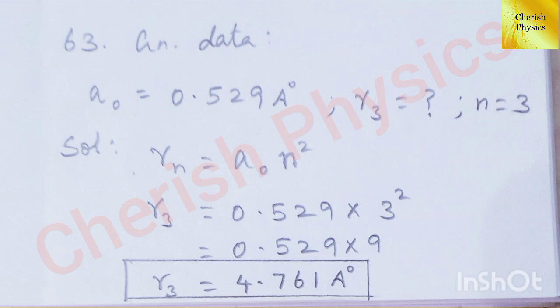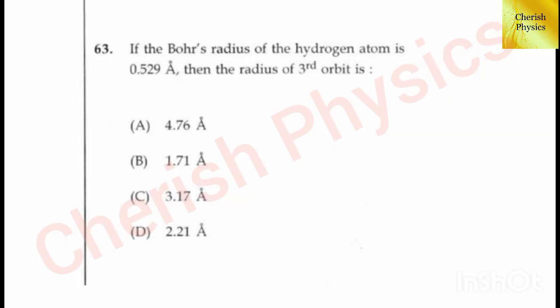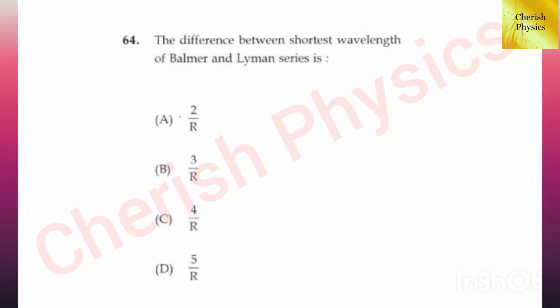We have to find the radius of the third orbit R3. Solution. The formula is Rn equal to a0 into n squared. Substitute the values. We get R3 equal to 0.529 into 3 squared, which is equal to 0.529 into 9. Hence R3 equal to 4.761 angstrom. Hence the answer is option A. 14th question. The difference between shortest wavelength of Balmer and Lyman series is dash.